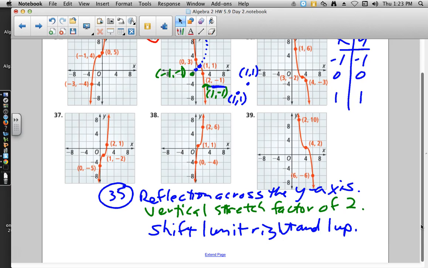So with this one, we would have a reflection across the y-axis. We would have a vertical stretch factor of 2. It would shift 1 unit to the right and 1 unit up. So you can use those as a way to do all of those problems.